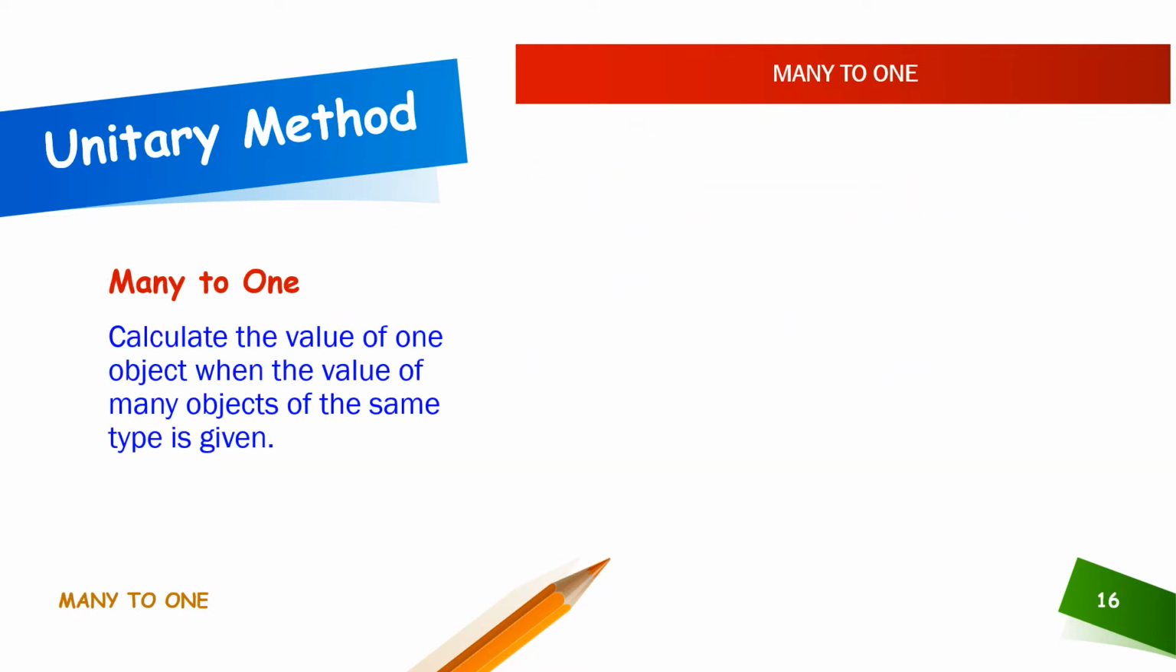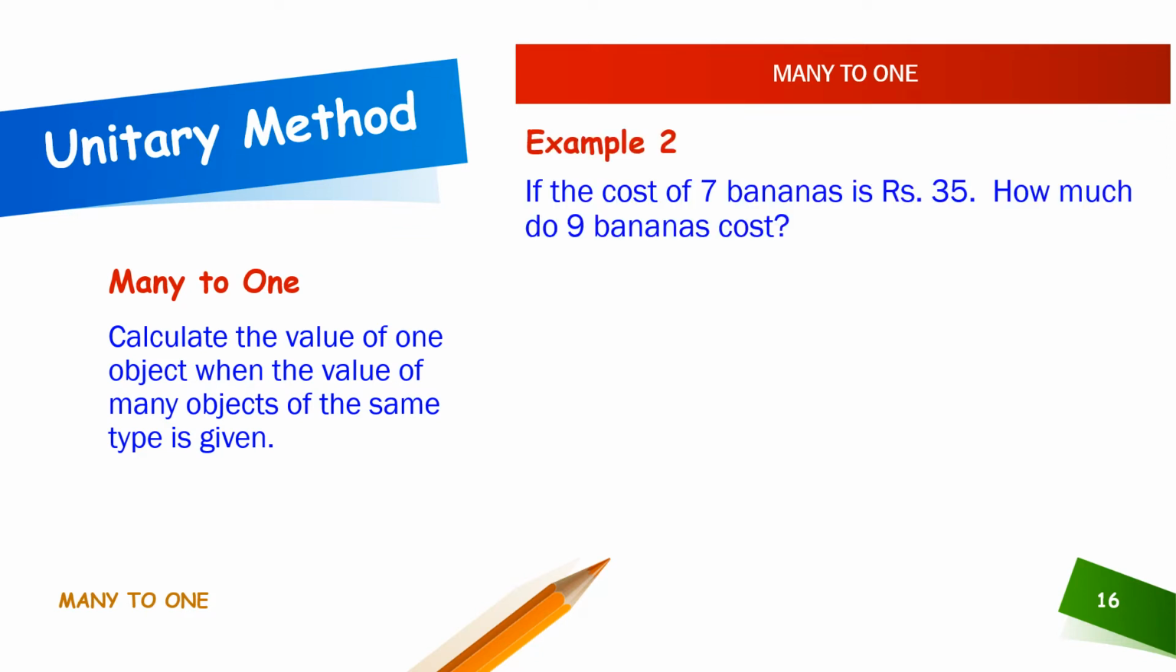We're now going to take a look at calculating the value of one object when the value of many objects of the same type is given. Let's take a look at an example. If the cost of 7 bananas is 35 rupees, how much do 9 bananas cost? We're going to start by trying to find the cost of one banana. So let's solve this.